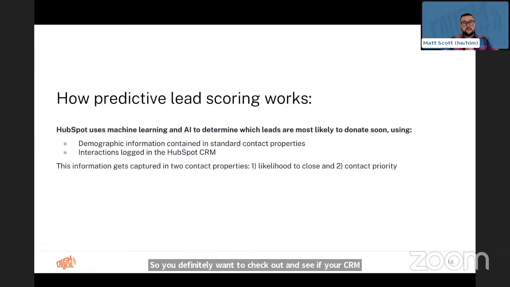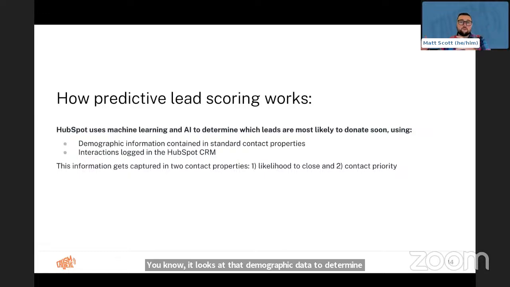Okay, so how does predictive lead scoring work? The details of that, because we talked about lead scoring in general. It uses machine learning and AI to determine which of your leads are most likely to give. So it looks at demographic data such as zip code, where the person is located, and their age, the age of that donor. It looks at that demographic data to determine their likelihood.